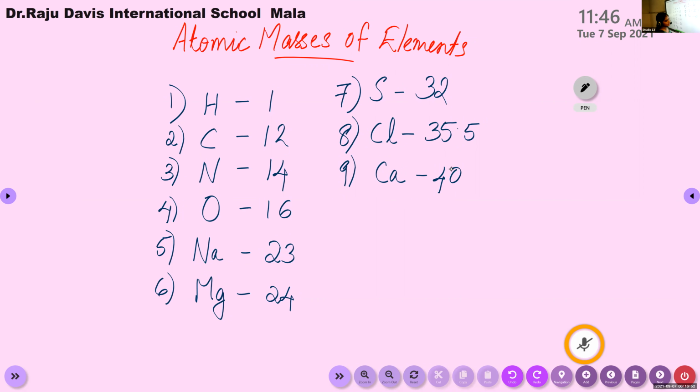Clear, children? Yes, Hira. Now you can read. Hydrogen atomic mass 1, carbon atomic mass 12, nitrogen atomic mass 14, oxygen atomic mass 16, sodium atomic mass 23, magnesium atomic mass 24, sulfur atomic mass 32, then chlorine atomic mass 35.5, calcium atomic mass 40.